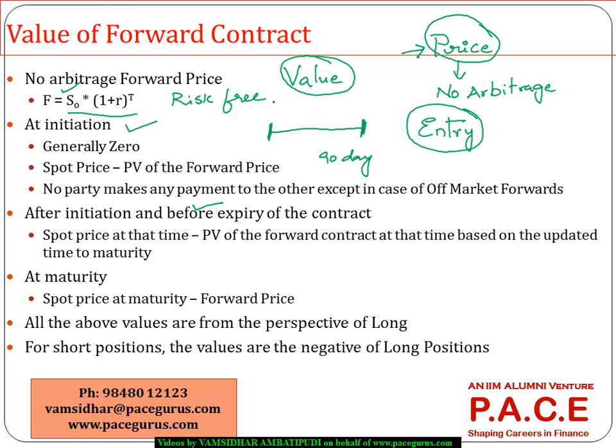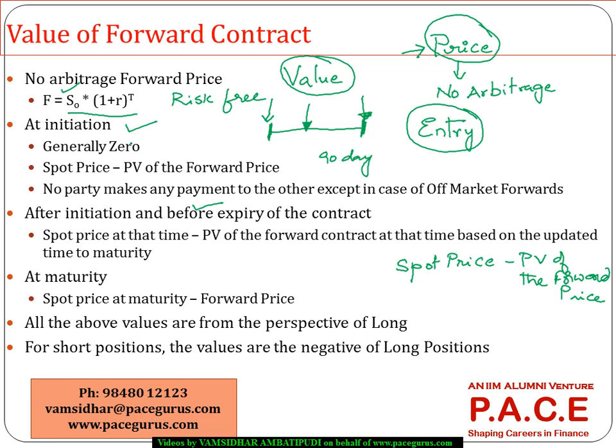And when I am talking about the value, I can decide the value of the contract either here or probably somewhere after the contract got initiated but before the expiry of the contract, or on the maturity. Remember one thing, wherever the question is about value, we will find out the value as the spot price, which means on that day whatever is the price, minus the present value of the forward price.